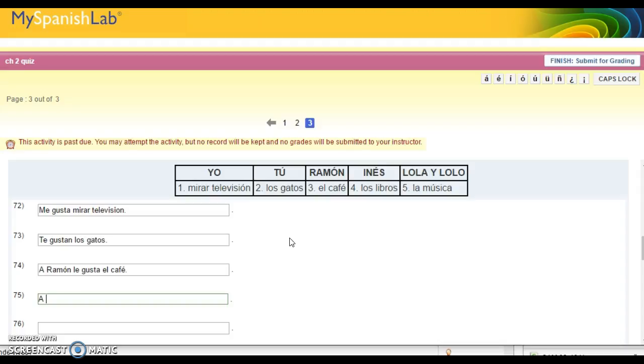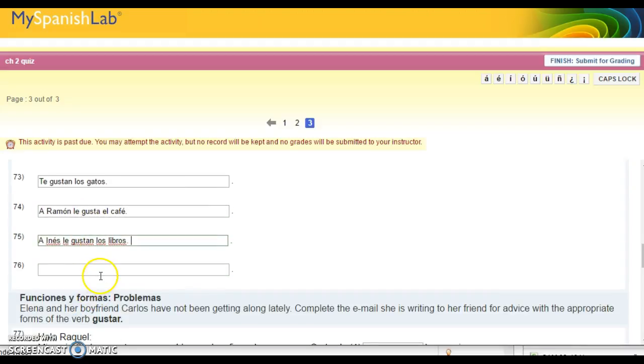Okay, a Inés le gustan los libros. Gustan, because libros is plural, and le goes with Inés, and you put the A there for the same reason you did here. If you mention the person's name, you have to put an A in front of it. The books are pleasing to Inés. That's the meaning, that's the reason there. And then a Lolo y Lola, la música. So a Lola y Lolo les gusta la música.